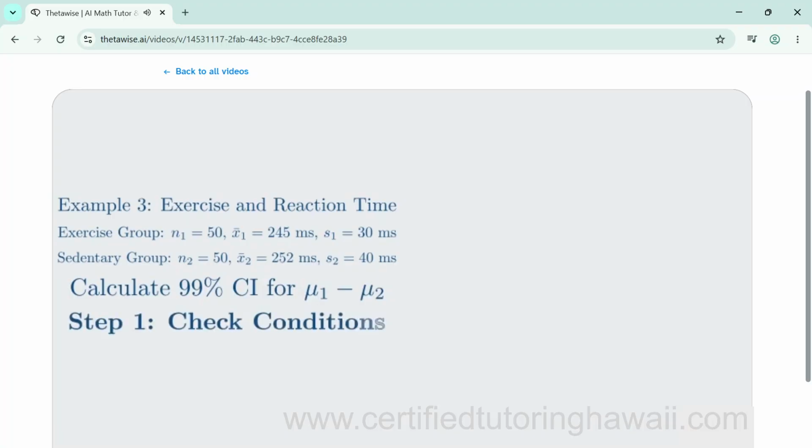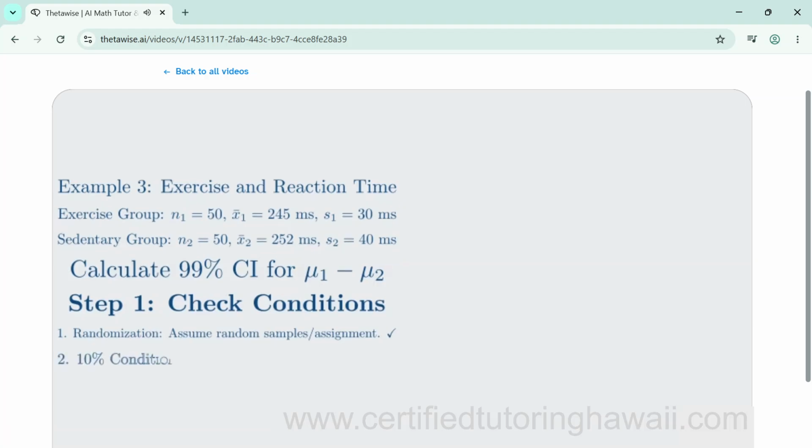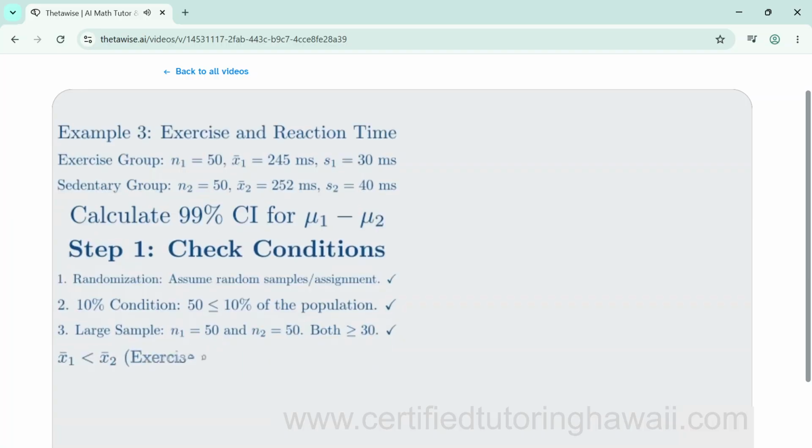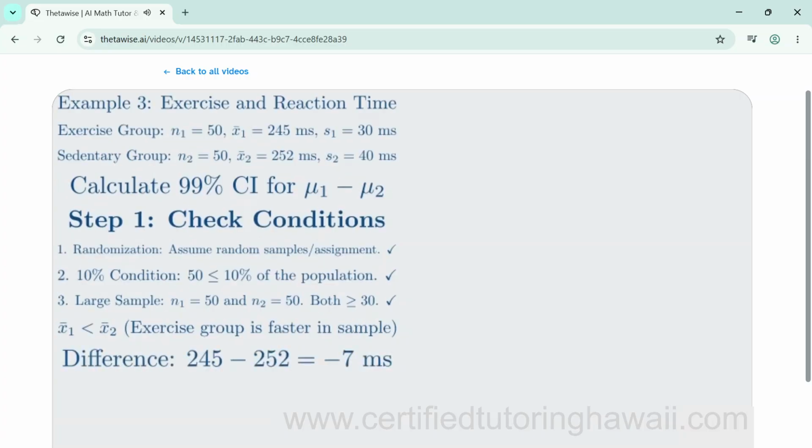Step 1. Check conditions. First, randomization. We assume the psychologist randomly assigned the participants to the groups or took random samples from each population. Second, the 10% condition. 50 people is definitely less than 10% of all people who exercise or are sedentary. Third, the normal or large sample condition. Both sample sizes are 50, which is greater than 30. Conditions are met. Notice that here, the exercise group actually had a lower average reaction time in the sample. A lower reaction time usually means someone is faster. Let's see if this difference is statistically significant by building our interval.